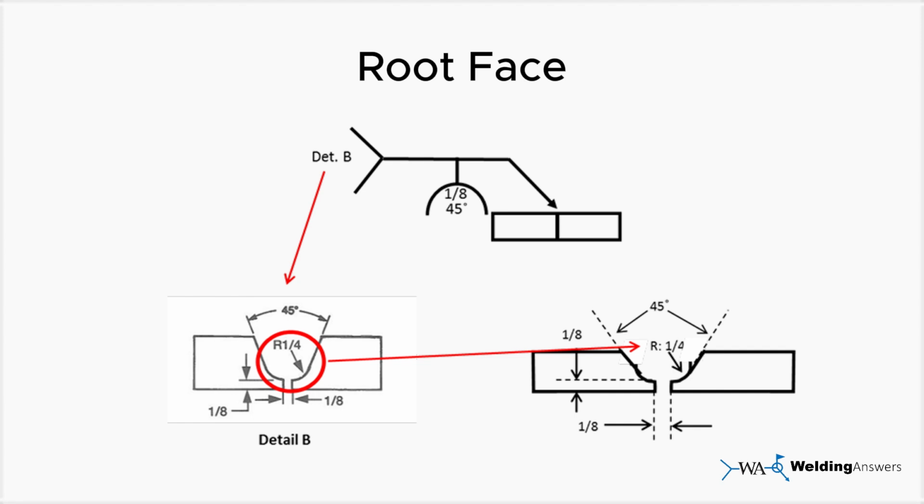Root face. The root face dimension is also specific to J-groove and U-groove welds. While other groove types can have a root face, its dimension can usually be derived from the plate thickness and depth of preparation. However, with J and U grooves, this isn't possible, so the root face dimension must be specified. As with the radius, the root face dimension is specified either in the tail section or by pointing to a detailed drawing, like detail B in this figure, which specifies a 1/8 inch root face.